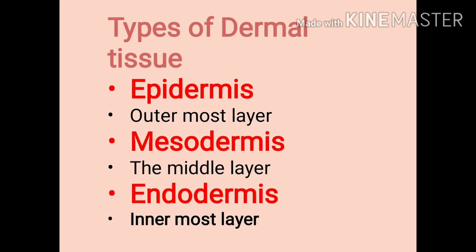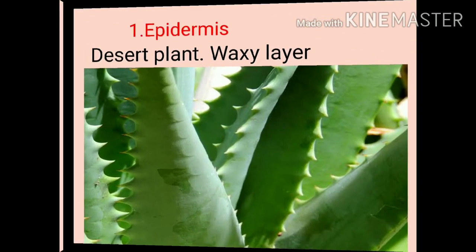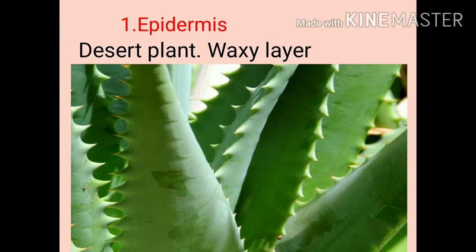We can observe three layers in dermal tissue. Epidermis is the outermost layer, mesodermis is the middle layer, and the third one is endodermis. This is the innermost layer of dermal tissue. Epidermis performs several functions in different plants. It forms a waxy layer in desert plants and prevents loss of water.